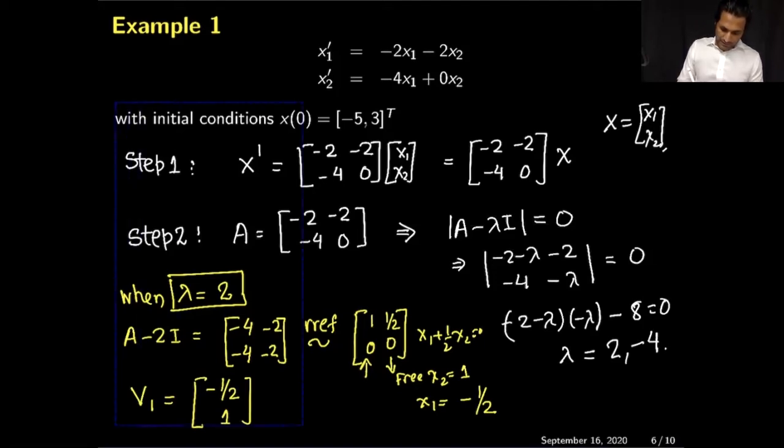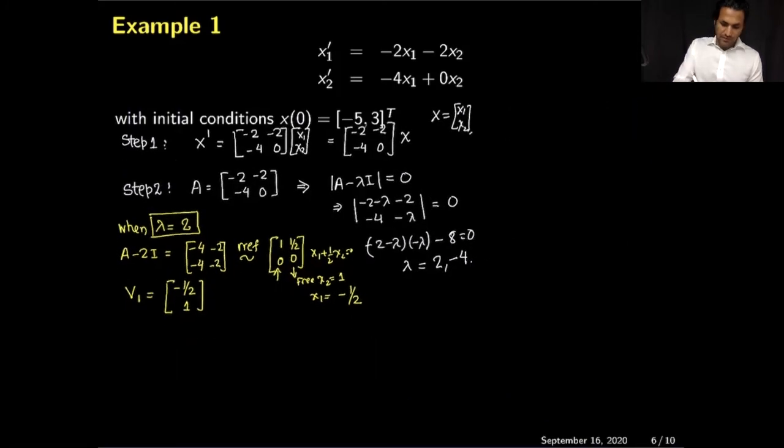Now I will find the second eigenvector, which corresponds to the eigenvalue lambda equals -4.